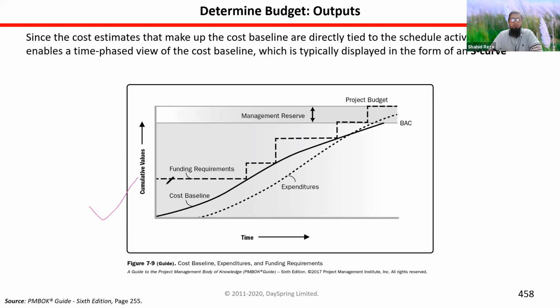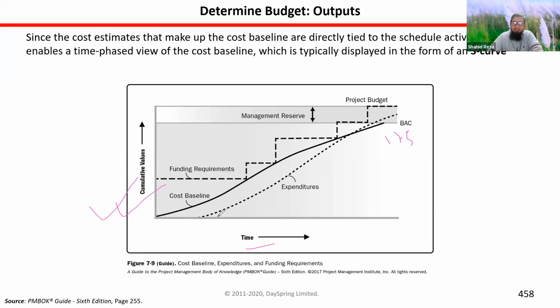If you see this figure, this is a great figure. Here you will see all the terms that I have already discussed. This is time and this is the cumulative cost, cumulative values. So this is the cost baseline. Cost baseline means our plan that is management approved. We need $1.75 billion, for example. So that is the cost baseline we have drawn like this.